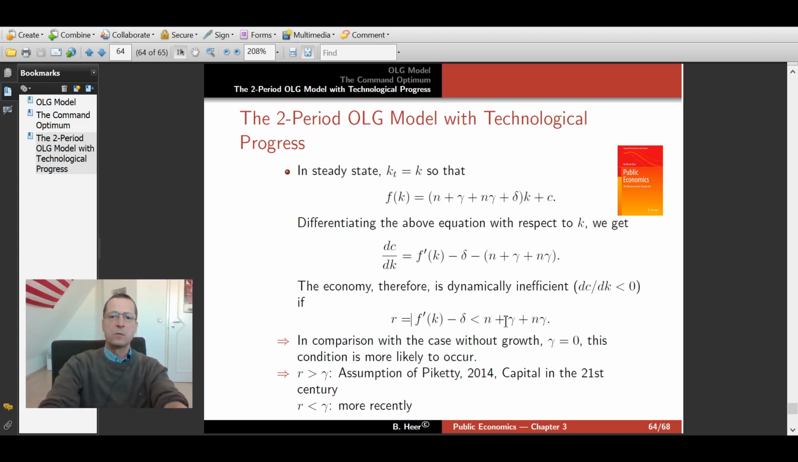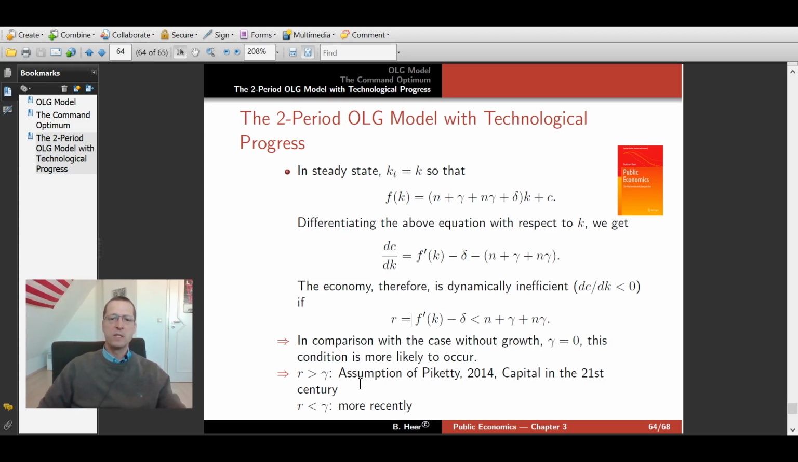Now, if we consider growth, so gamma is not equal to 0, but let's say 2 or 3%, well, for this calibration, for this particular example, this equation does still not hold, and our economy is dynamically efficient. So R, let's say, equal to 4%, and n at 1% plus gamma at 2% or 3% is lower than 4%, and our economy is dynamically efficient. This is the case that has been emphasized by Piketty in his book from 2014, Capital in the 21st Century.